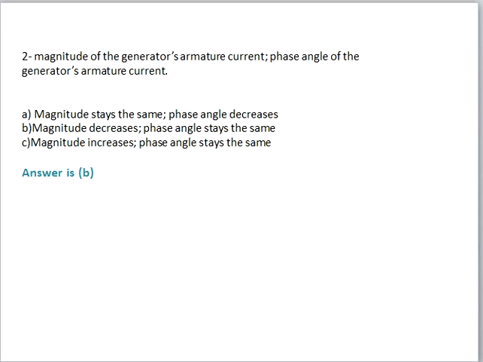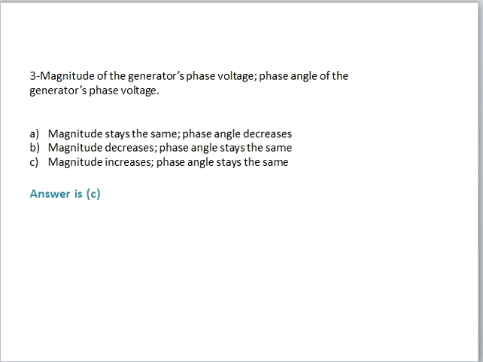In this case, for the armature current, the answer is B. The magnitude is going to decrease. The phase angle stays the same. For the third one, the magnitude is going to increase and the phase angle stays the same. Just review this question and let me know if you have any question.